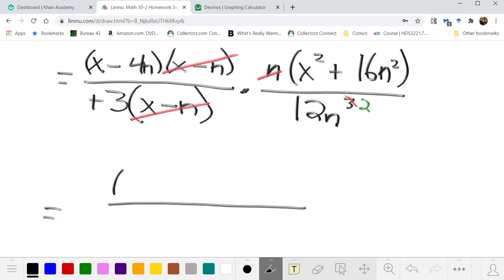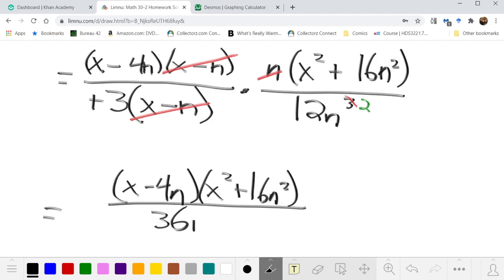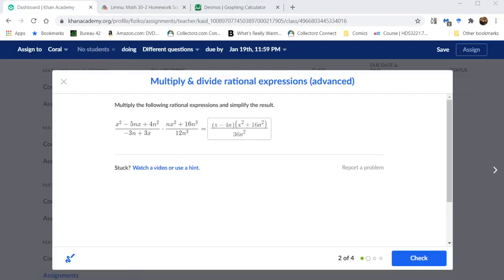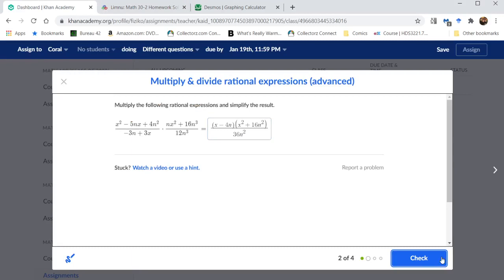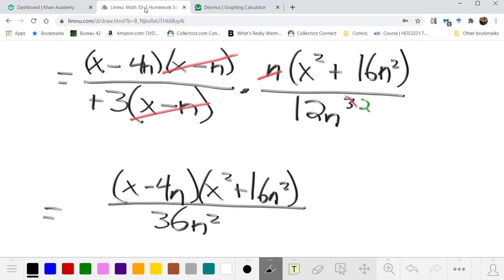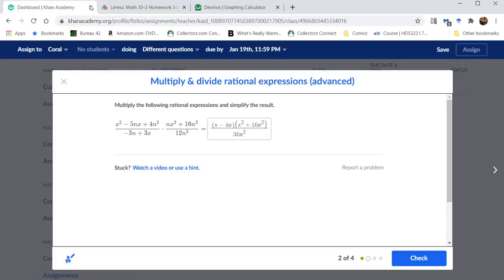So this ultimately leaves us with x minus 4n times x squared plus 16n squared all over 36n squared. And we will submit and check this, double checking we have everything transcribed correctly. Looks good.